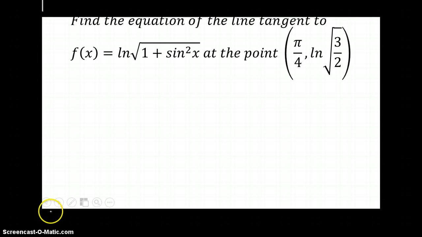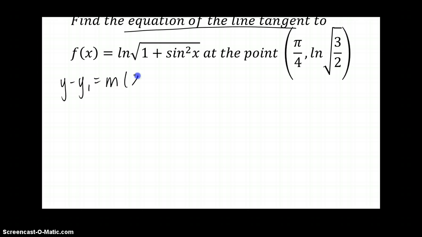Find the equation of the line tangent to this function at the given point. Equation of a tangent line, back to point slope form. Okay, so certainly not nice looking, but we have our coordinates of the point of tangency.